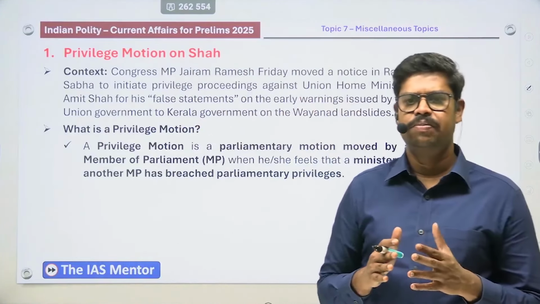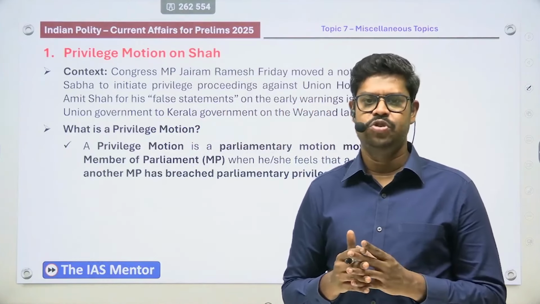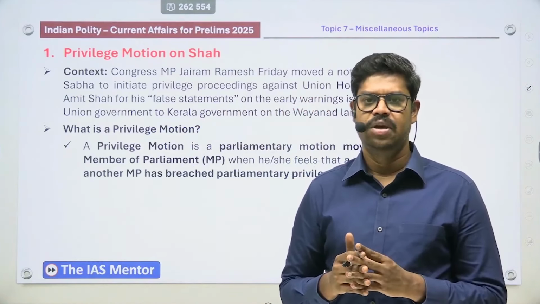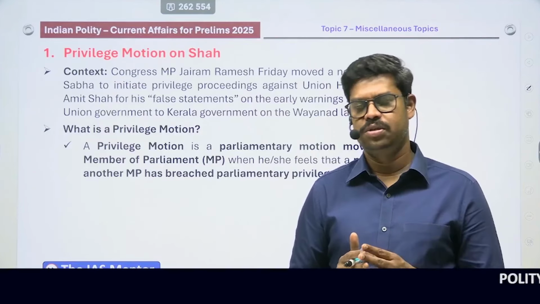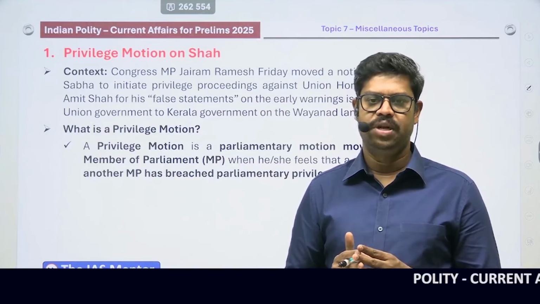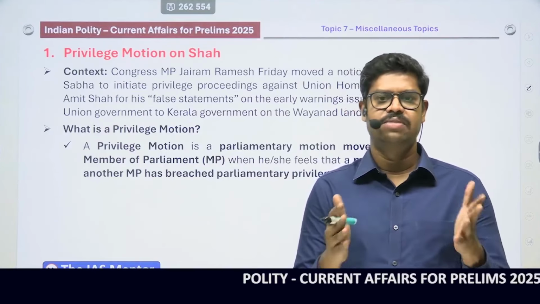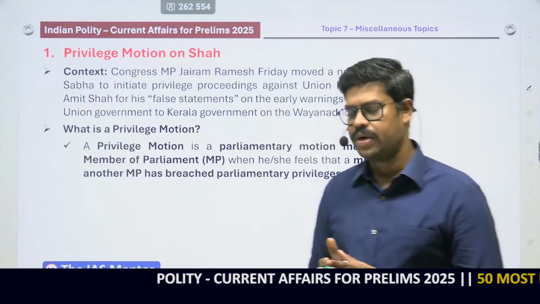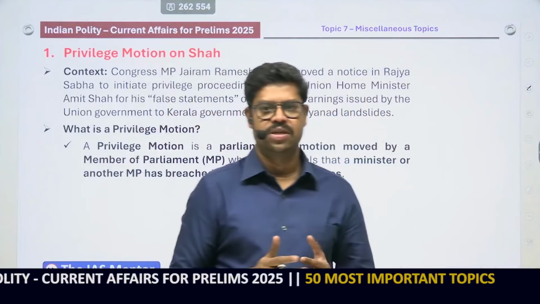Many parties, including the Congress party, tried to introduce a breach of privilege motion against Mr. Amit Shah. In fact, Mr. Jairam Ramesh from the Congress party wanted to introduce a privilege motion against Mr. Amit Shah on the grounds that he misled the other members of parliament on the Wayanad natural disaster.